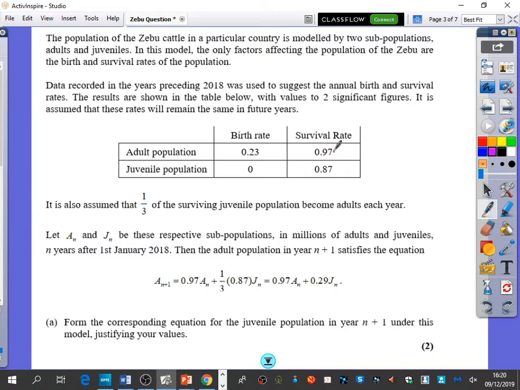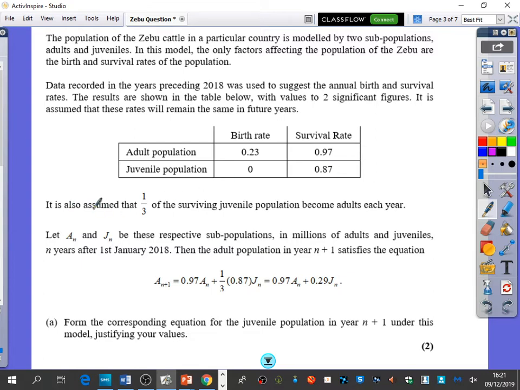The survival rate is telling me that 3% every year, 3% of the adult population are dying. We don't know why they're dying. They could be dying to hunting, illness, all sorts of things like that. Obviously, the juvenile population have no birth rate because they're not giving birth because they're juveniles. Juvenile just means young, obviously. And then the survival rate is lower for the juveniles, probably because they're easier to be hunted or other animals are preying on them more, okay?